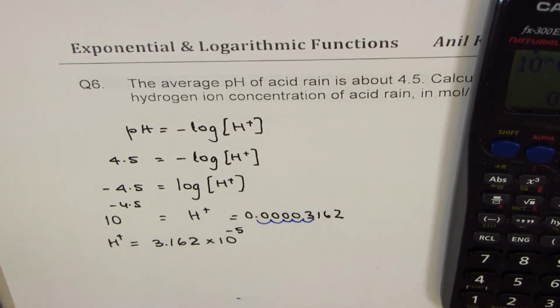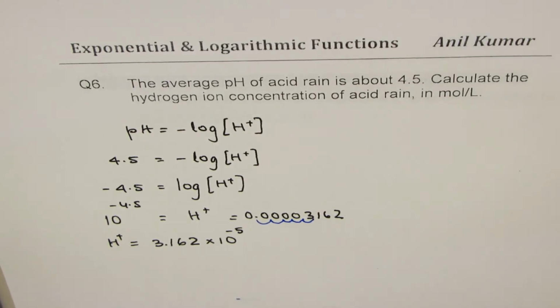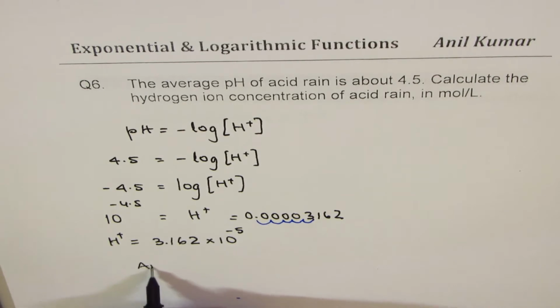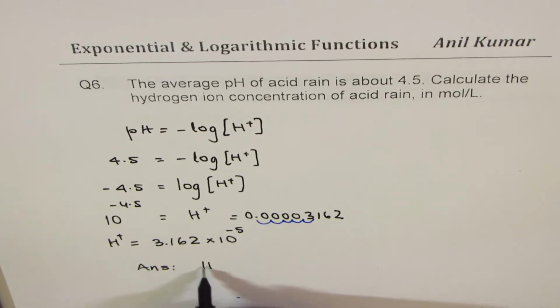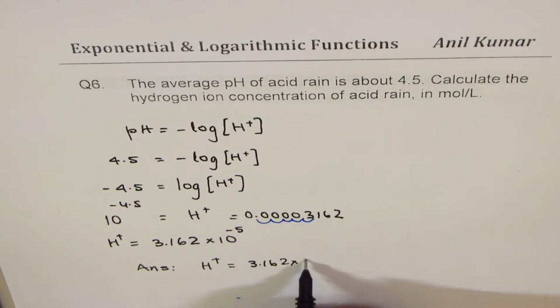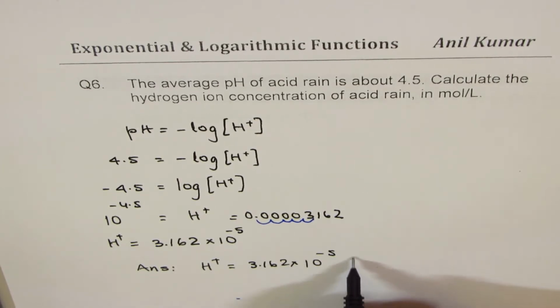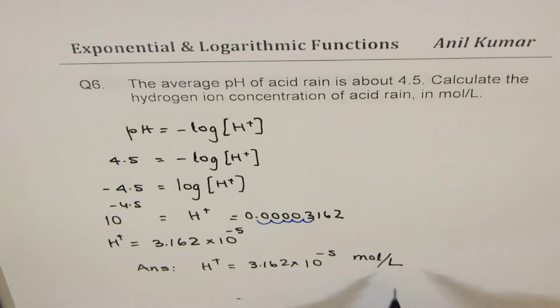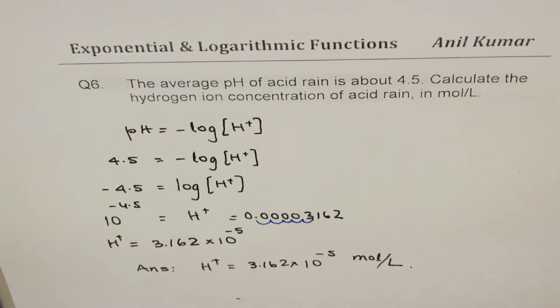So minus 5, correct? So that is how you can write down your answer, and the answer should be in the units. Moles, 3.162 into 10 to the power of minus 5 moles per liter, right? So I hope that is absolutely clear. Now let's move on to question number 7.